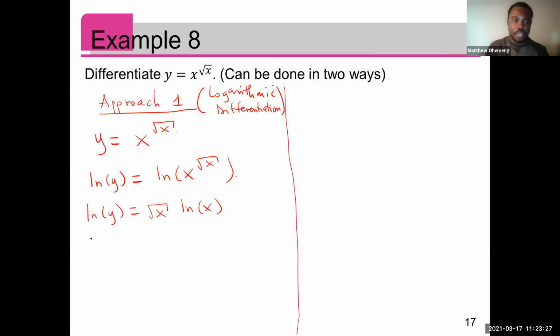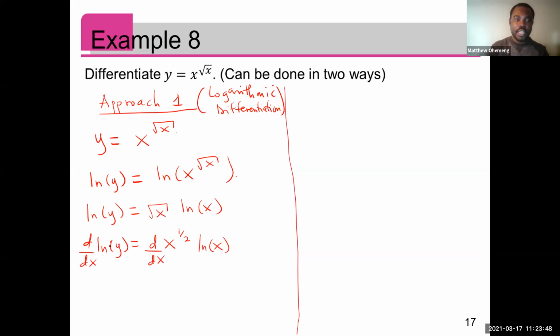So just attach d over dx to both sides. So we have d over dx of ln of y equal to d over dx of what? It's a good idea to write this as x to the half, right? So that we know that the power rule is involved. So this is it. Please, any questions so far?